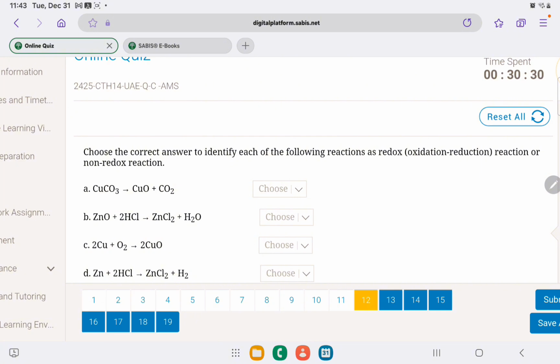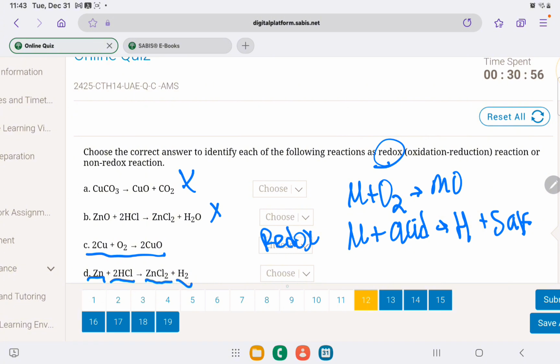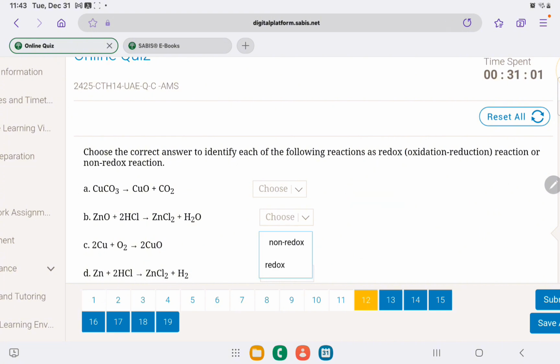Okay, remember this: redox reactions are most of the time metal plus oxygen to give metal oxide, or metal plus acid to give hydrogen plus salt. So it's not this one, hey. Metal plus oxygen to give metal oxide, so this is redox. And metal plus acid to give salt and hydrogen, so this is also redox. So it's only the last two options, non-redox, non-redox.